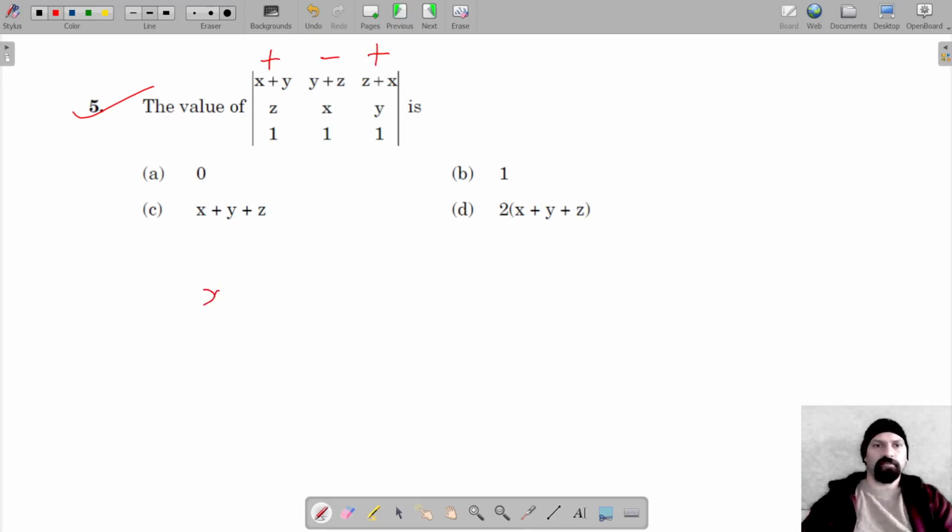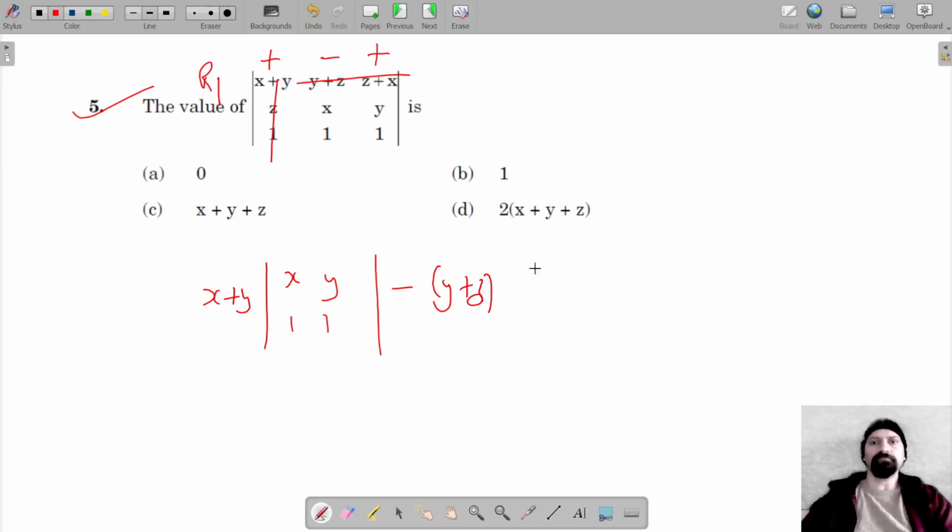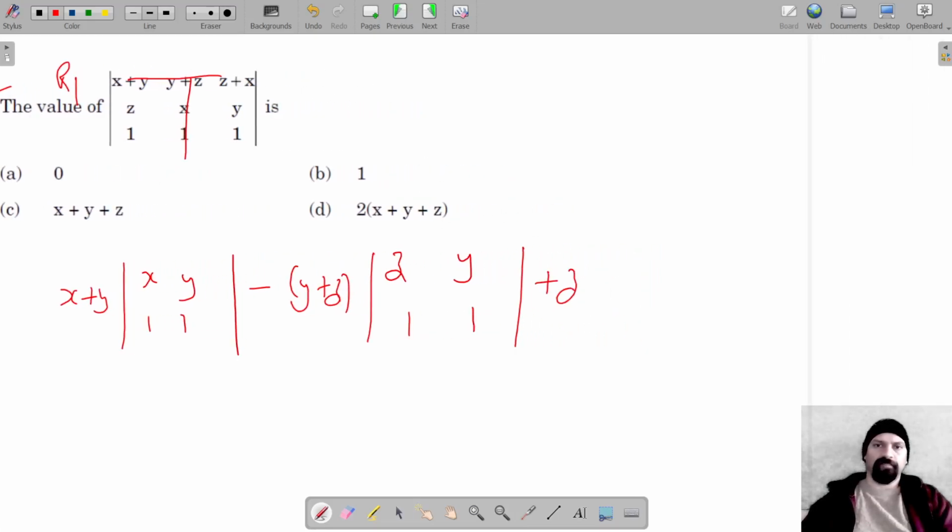And how do you evaluate this? So this is (x plus y) into the determinant. Remove the row and the column for x plus y, which gives me x, y, 1, 1. Then negative (y plus z), expanding along R1: remove the row and the column for y plus z, and I'm left with the determinant z, y, 1, 1. And the last one is plus (z plus x). If I remove the row and the column for z plus x, I'm left with z, x, 1, 1.